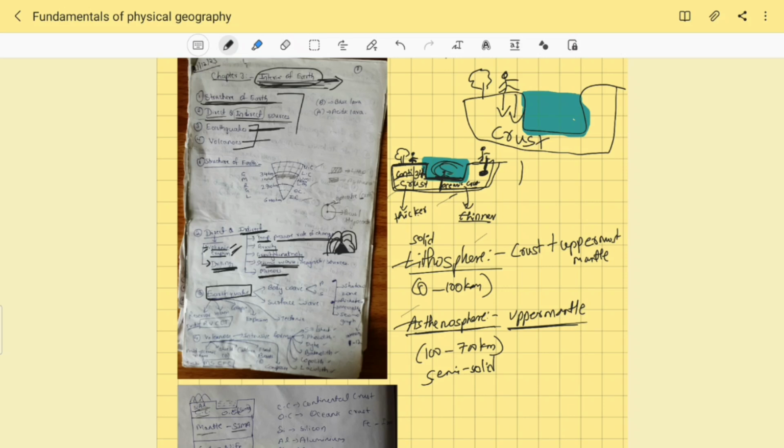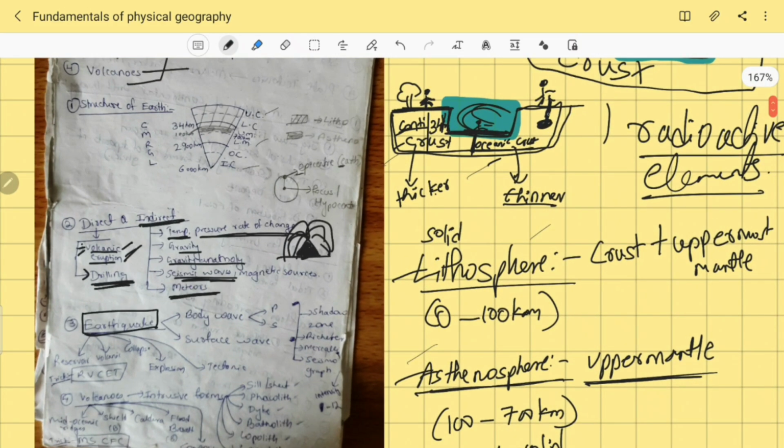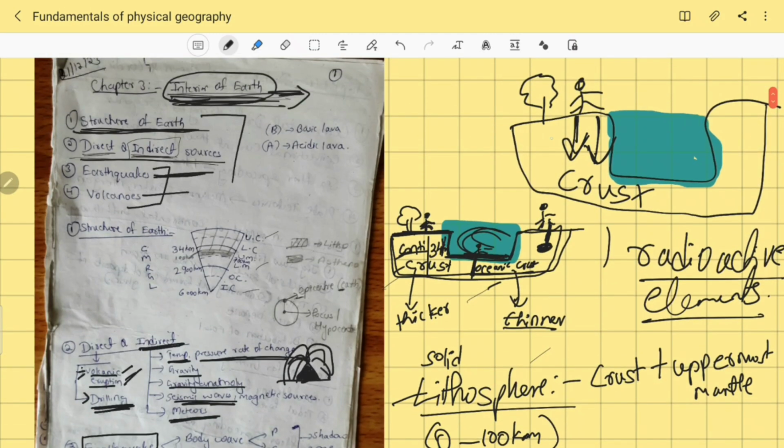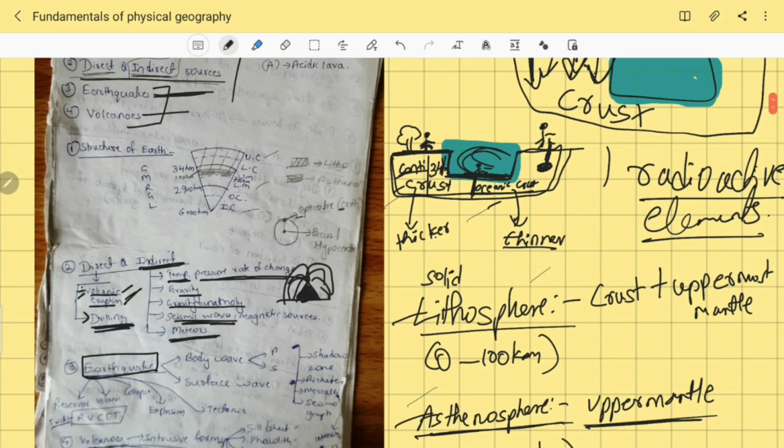Okay, and they may ask you this question, like temperature increases in the interior of the earth due to what? The answer is radioactive elements, because a lot of radioactive elements are present in the earth, because of which temperature increases. In the same way, pressure also increases as you go deep inside the earth. And then, as we all know, there's gravity, right? Gravity also changes as we go inside the earth.